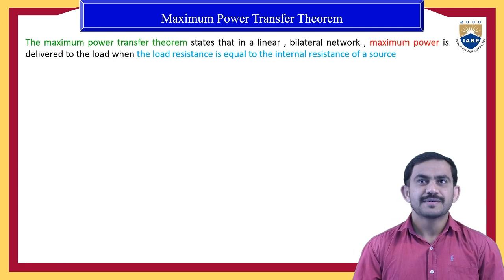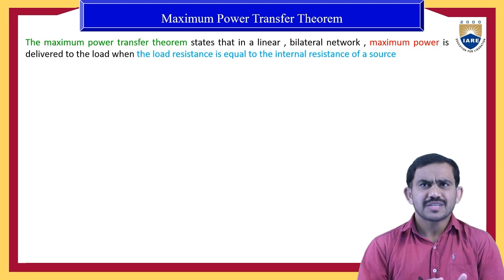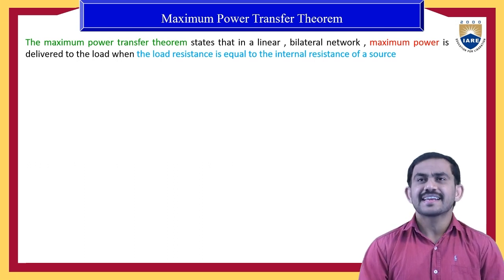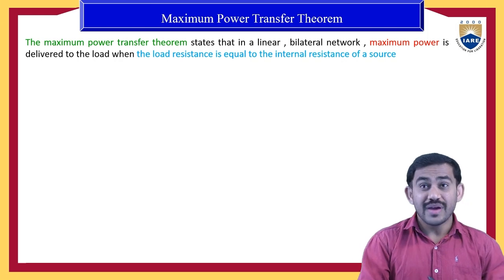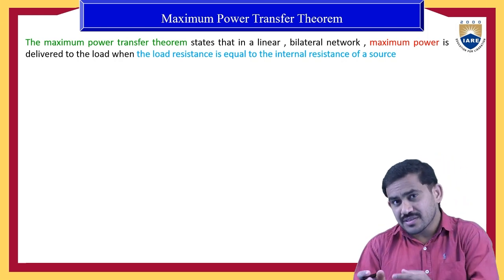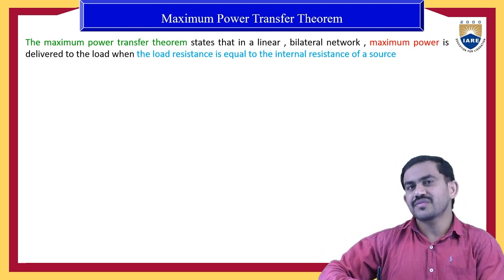Check the statement here. The maximum power transfer theorem states that in any linear bilateral network, maximum power is delivered to the load when the load resistance is equal to the internal resistance of the source.